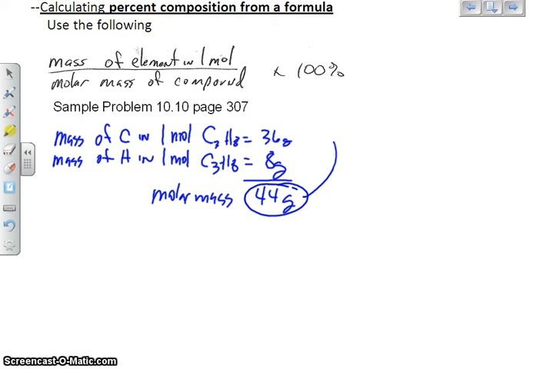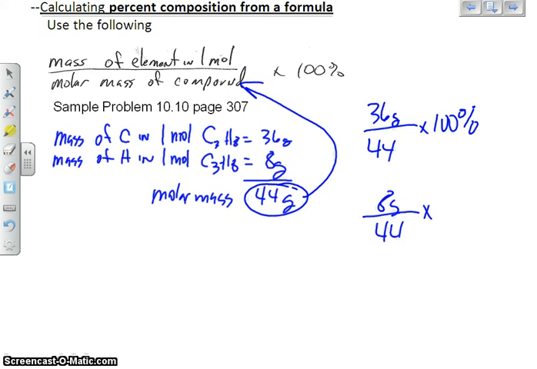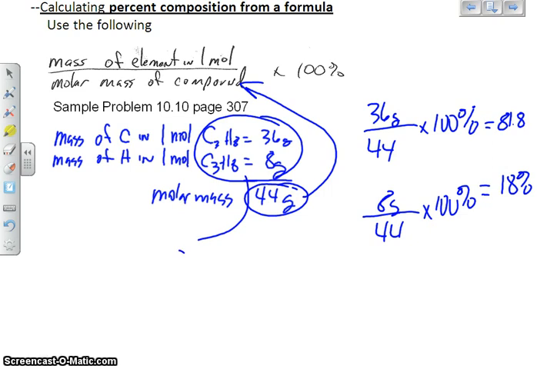This is the bottom. So now what we need to do is take carbon's 36 grams divided by 44, and multiply that by 100%. And we take 8 grams and do the same. And this will give us our answer, and that comes up to 81.8%, and then it comes to about 18% for hydrogen. Okay? So what we did here is, remember, this step right here was done by taking carbon's 12 and multiplying it by 3, and hydrogen's 1 and multiplying it by 8. And that came up with 36 and 8.